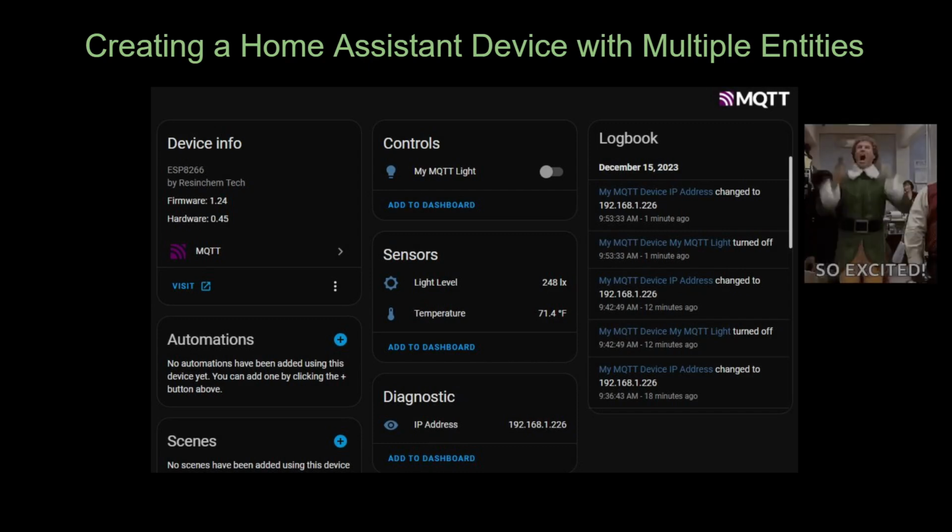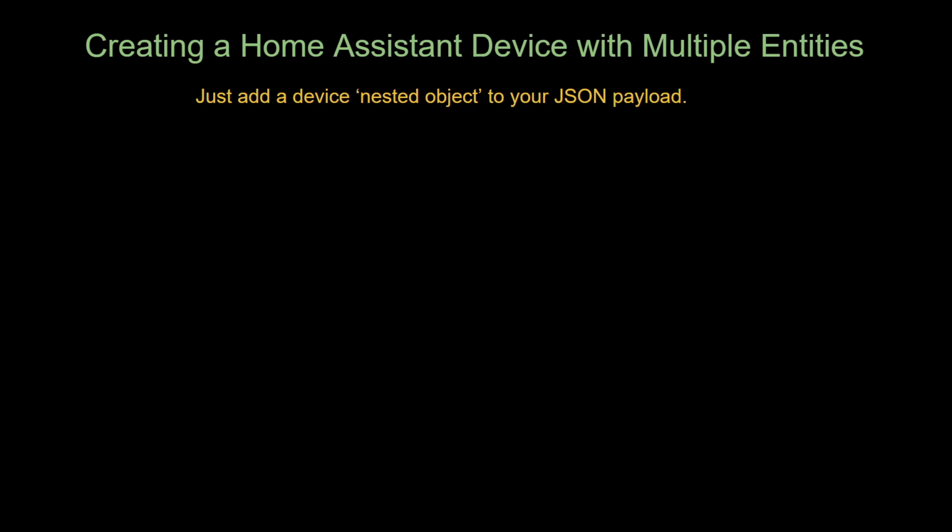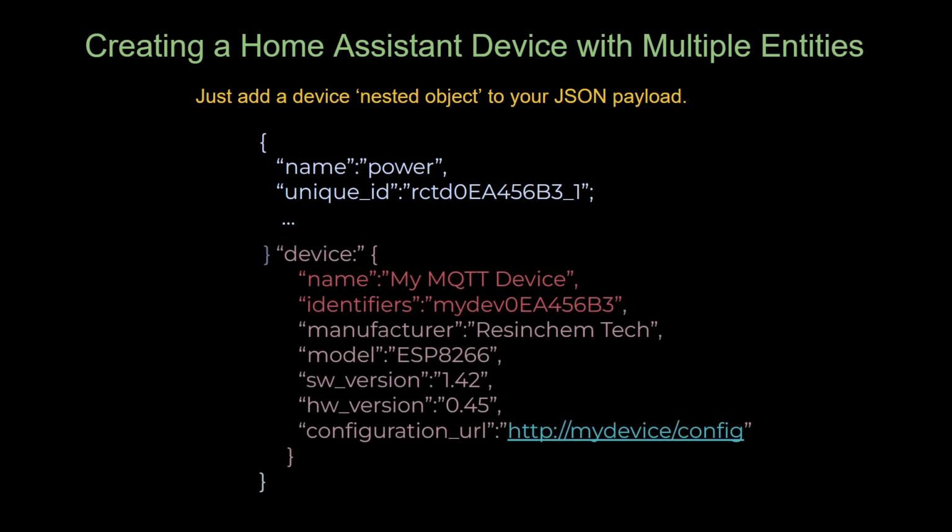We can do all this very easily just by making a slight change in the payload that we send with our Discovery topic. To make this work, all we have to do is add a device nested object to that JSON payload. So if we have an initial entity payload that looks something like this, say this is a sensor, it's power, unique ID, or state topic, all we have to do is add a device nested object in here. And the only thing that's really required for that is name and identifiers. All the rest of this stuff is optional, and I'll show you where this appears in the device in Home Assistant in a minute.